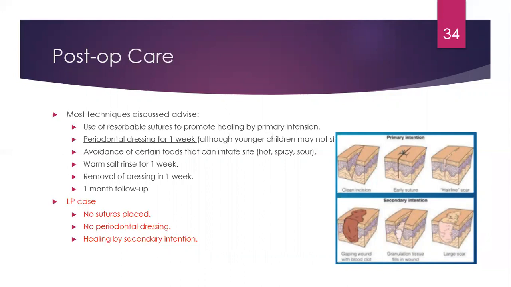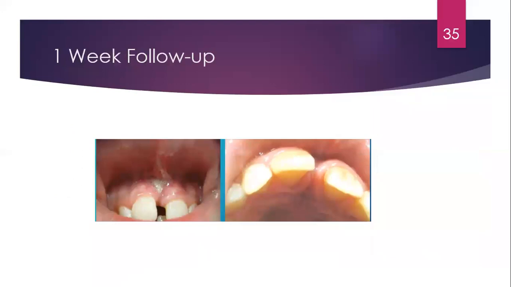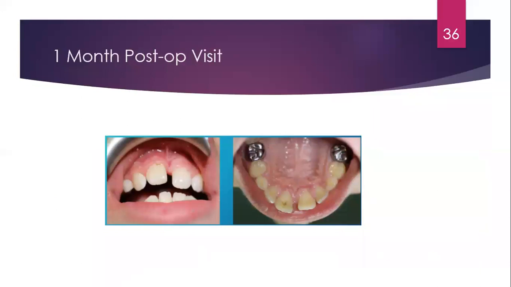In the case of patient LP, no sutures were placed, no periodontal dressing was placed, and it did heal by secondary intention. So this is what it looked like at the 1 week follow-up. And then this is what it looked like at the 1 month follow-up. So you can see that the frenum attachment is a little higher up into the vestibule. And then follow-up treatment orthodontically was done on this patient to increase or decrease the space between 8 and 9.